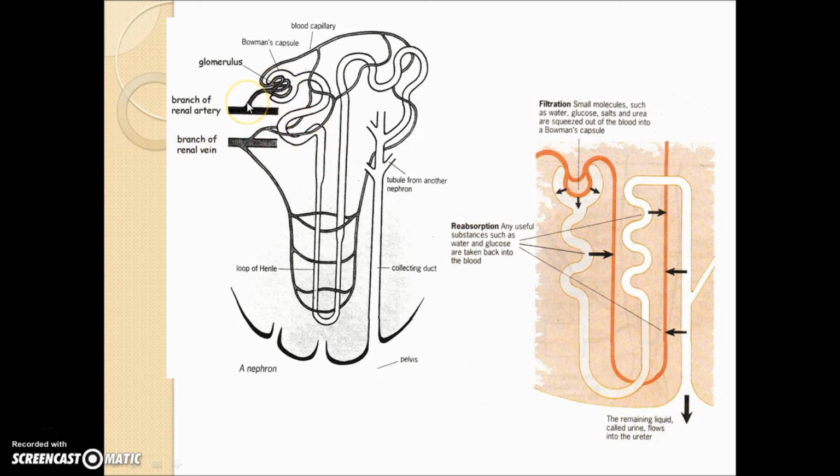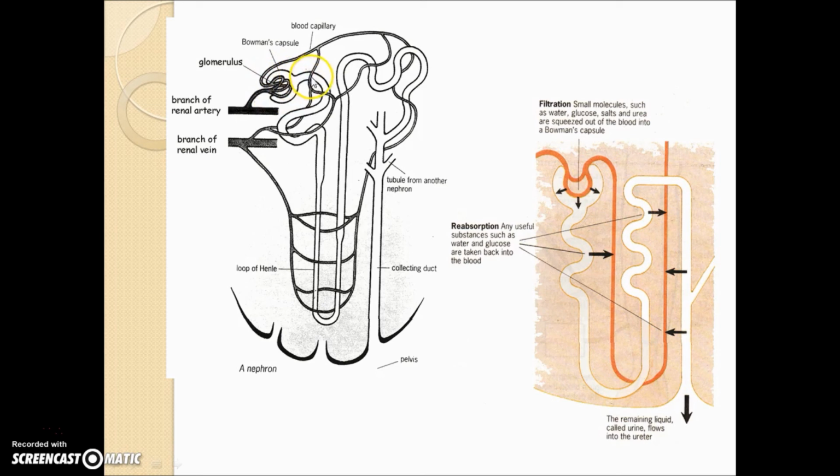As this blood comes at a very high pressure, plasma leaks out, okay? And only molecules of enormous size, like proteins and red blood cells, stay in the blood. Water, urea, glucose, salts, spent hormones, drugs, yes, they cross and they are collected in the Bowman's capsule, okay? Then, remember that this process is called ultrafiltration, okay?